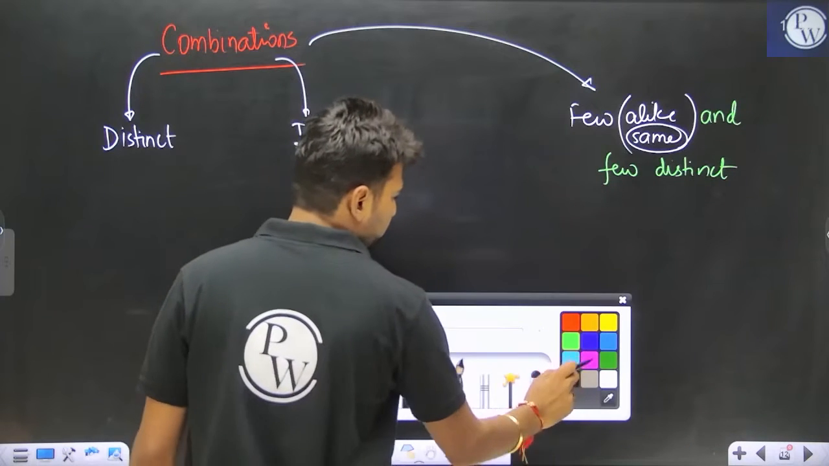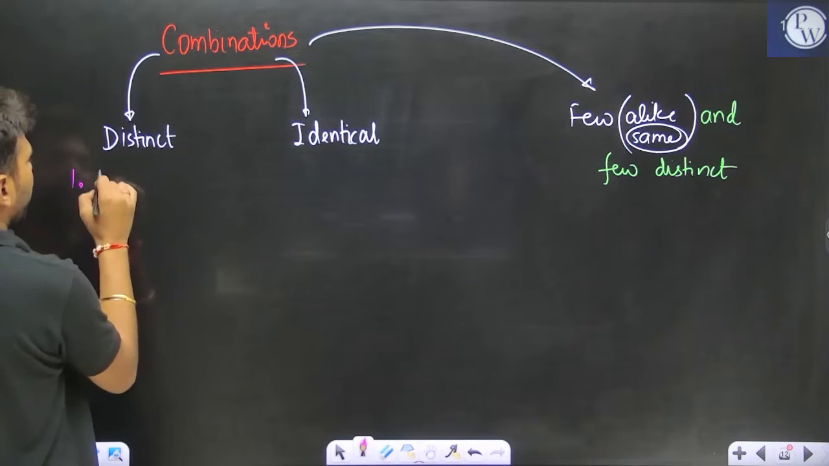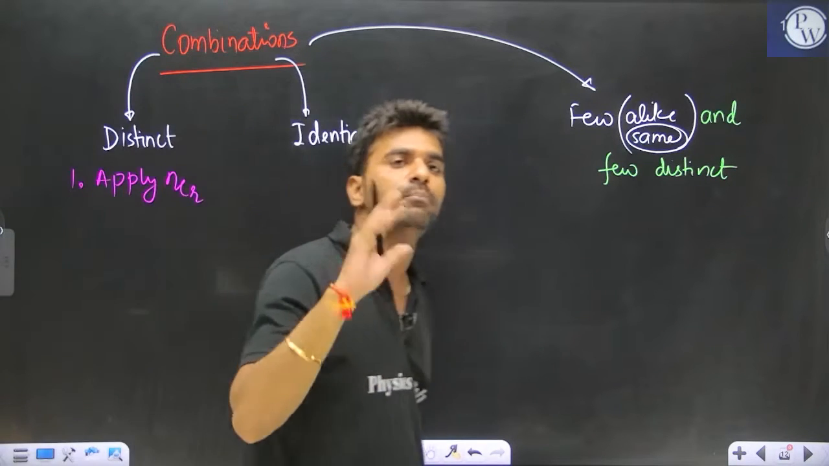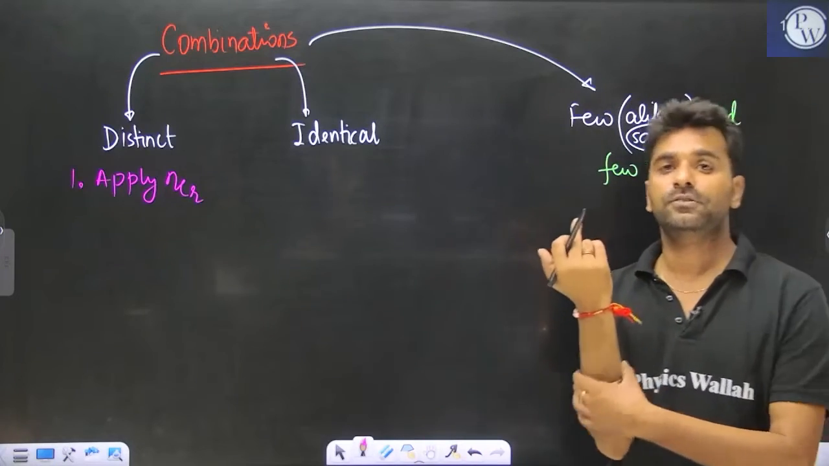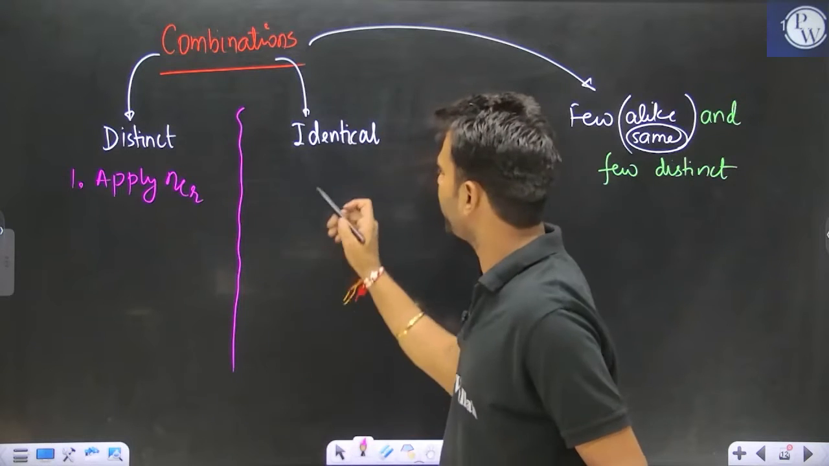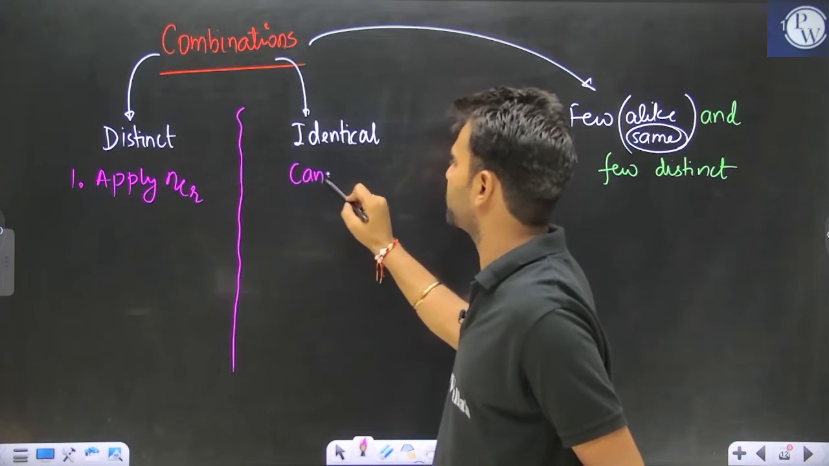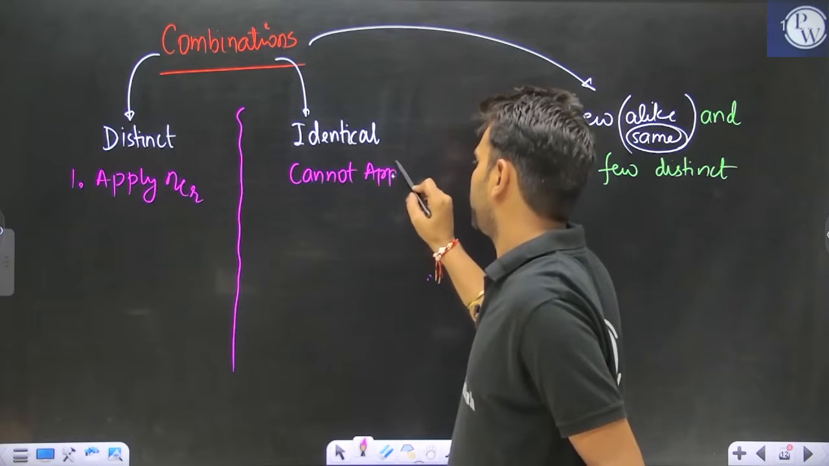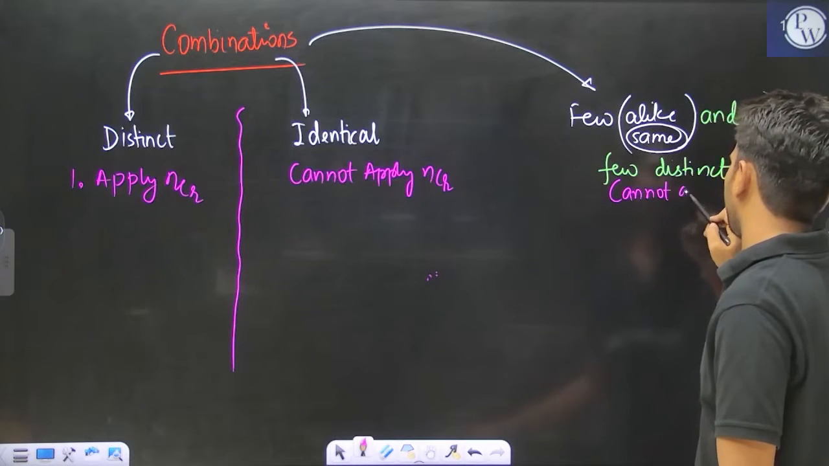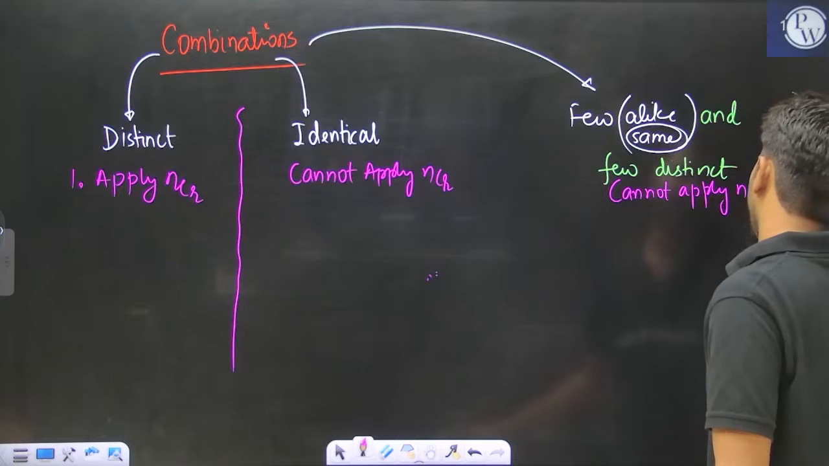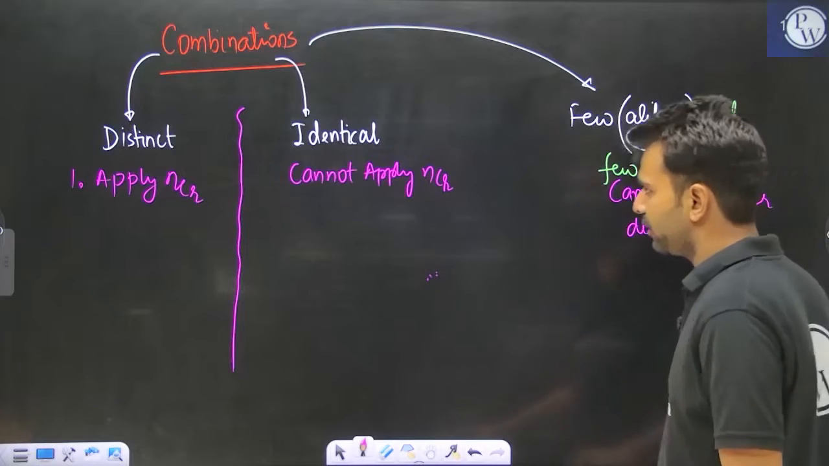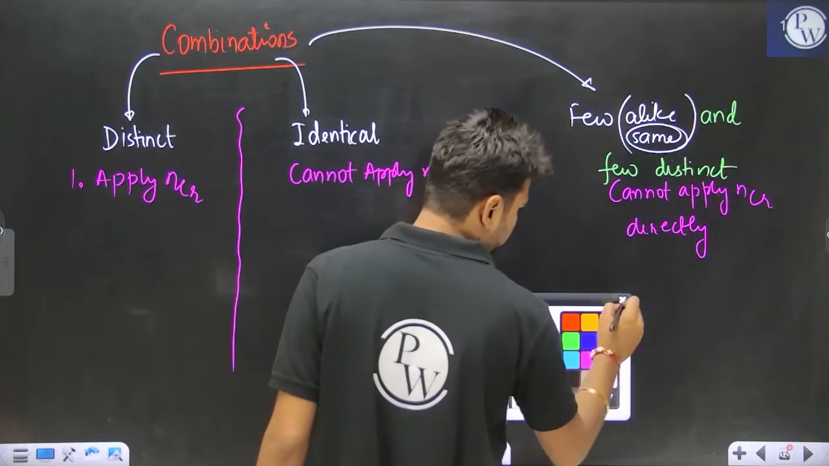If all the things are distinct, then only you can apply nCr as the number of ways of selecting things. You can apply nCr only in the case when the things given to you are distinct. Here you cannot apply nCr. I'll tell you examples. Here also you cannot apply nCr directly. I'll talk about this. Let's first talk about this one.